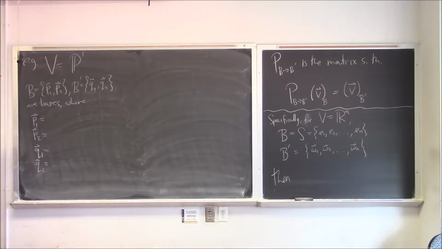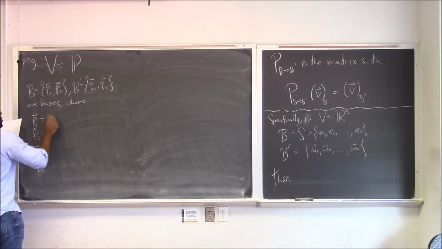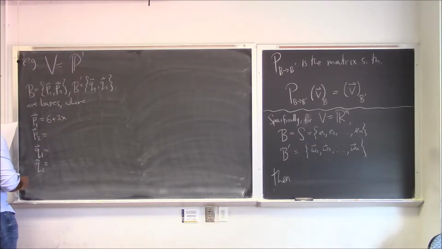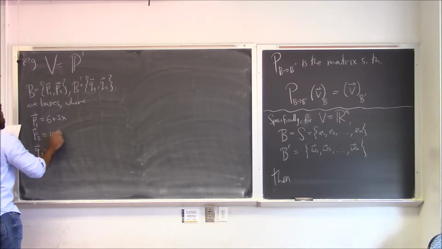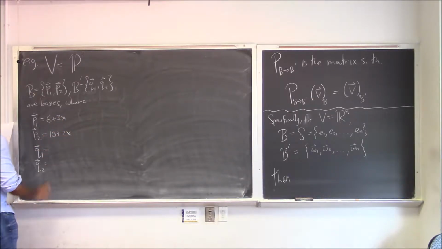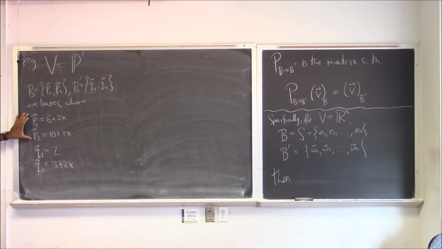So P1 is this polynomial, 6 plus 3x. P2 is 10 plus 2x. Q1 is 2, and this guy's 3 plus 2x. So these are bases, which means these two are linearly independent, and at the same time any polynomial in P1 I can express as a linear combination of these two. The same holds for these two here.